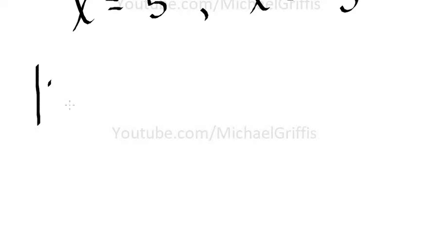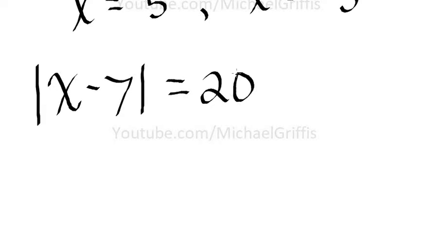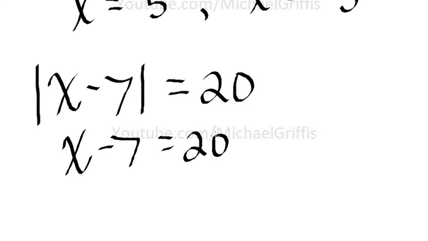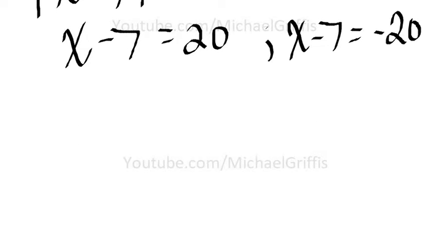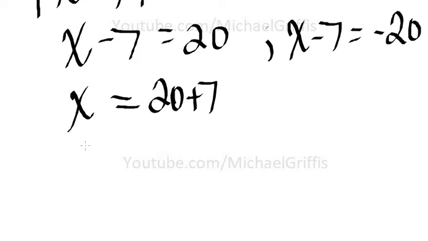Alright, this time we have the absolute value of x minus 7 is equal to 20. So once again, we drop the absolute value bars. Alright, we're going to do it again, drop the absolute value bars, this time make the right hand side negative, so that becomes negative 20. Okay, let's solve the equation, one on the left. So that's going to be 20 plus 7, which gives us x is equal to 27.